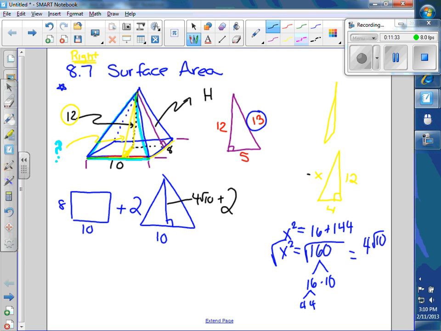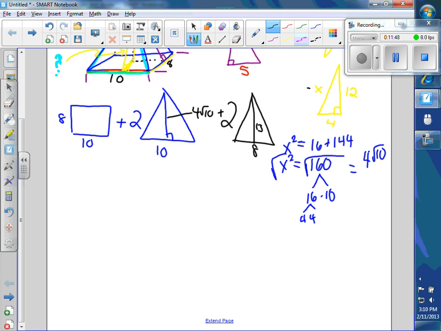Plus 2 more triangles that are 8 by, what's the height of this one? 13. So that would be the hardest level of the surface area for a pyramid. Does that make sense? And you would just add them up. This is half the base, which is 5 times the height. But there's 2 of them, right? So 80 plus 40 root 10. And this is half the base, but we're doubling, right?